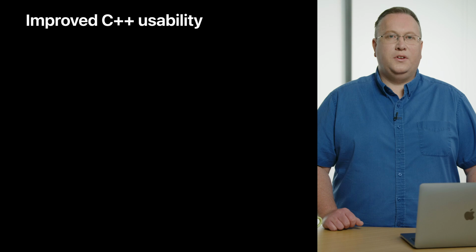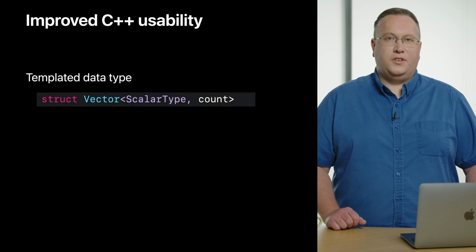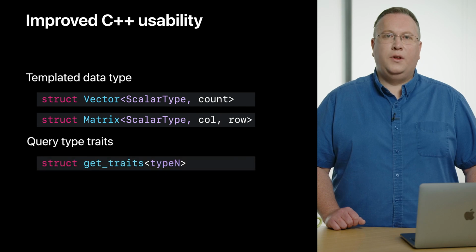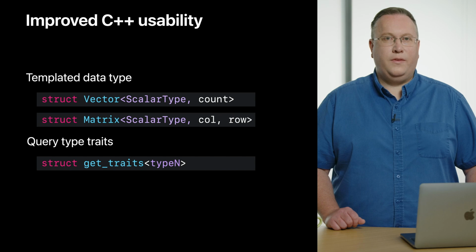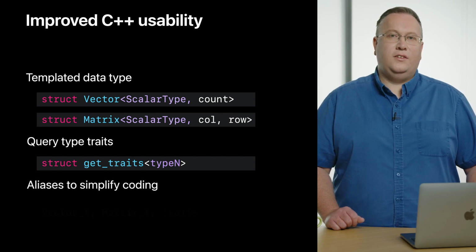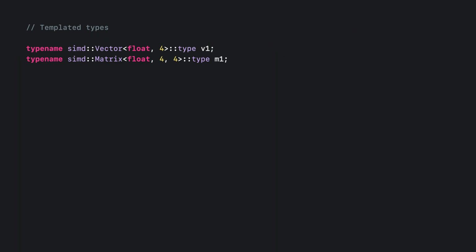We've improved usability for C++ programmers using templates. We have added types and trait structures to allow you to move between the underlying scalar type and vector length and the concrete simd type without complicated code structures or needing to implement similar types yourself. To simplify their use, we have also added convenient aliases to reduce the need for C++ boilerplate. Here's an example of what they look like in use.